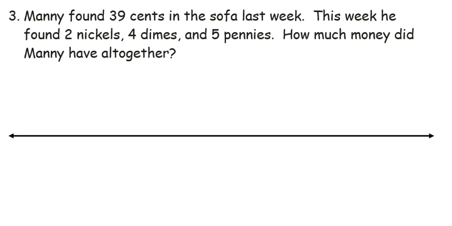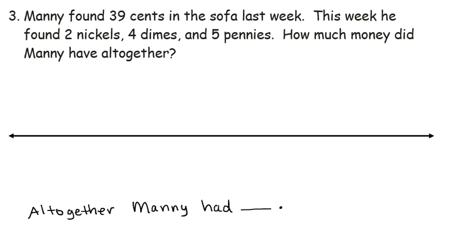Let's look at the next question. This one says, Manny found 39 cents in the sofa last week. This week he found 2 nickels, 4 dimes, and 5 pennies. How much money did Manny have altogether? I'll write my answer statement at the bottom. I'll say altogether, Manny had blank.